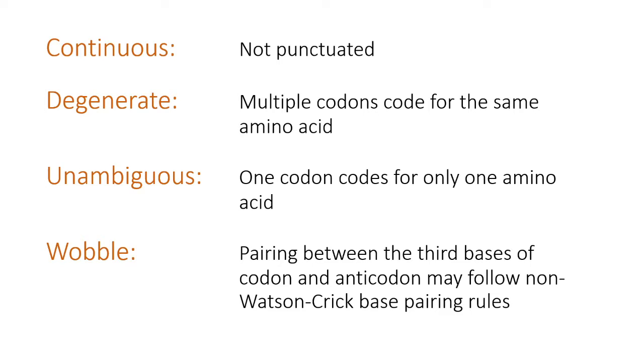For example, GUU, GUC, GUA and GUG. That is, the first 2 are GU and the third is U, C, A and G. All these code for valine. Usually, the first 2 nucleotides rather than the third determine which amino acid will be coded.